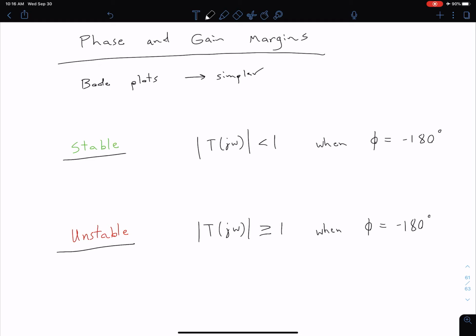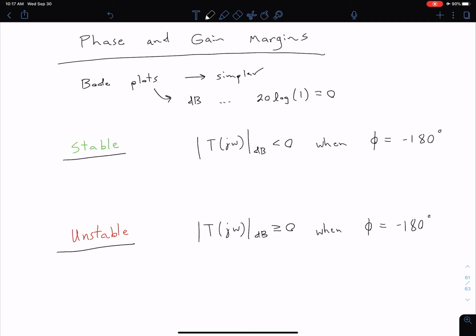So one little adjustment we want to make here: typically when we're talking about Bode plots, our magnitude is in dB, and what that means is we're taking 20 times the log of whatever value. So in this case, if 1 is our key value for this magnitude, we can convert this to dB, and so we have this now in dB. So we say our T of j omega in dB is going to be less than 0, and our T of j omega in dB is greater than or equal to 0 at this key phase angle of negative 180, for stability and instability respectively.